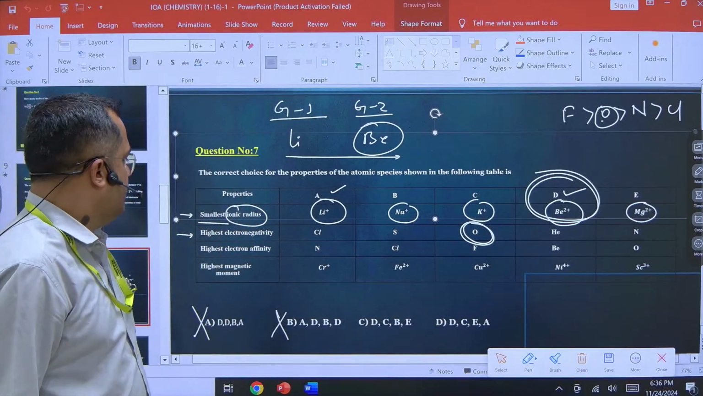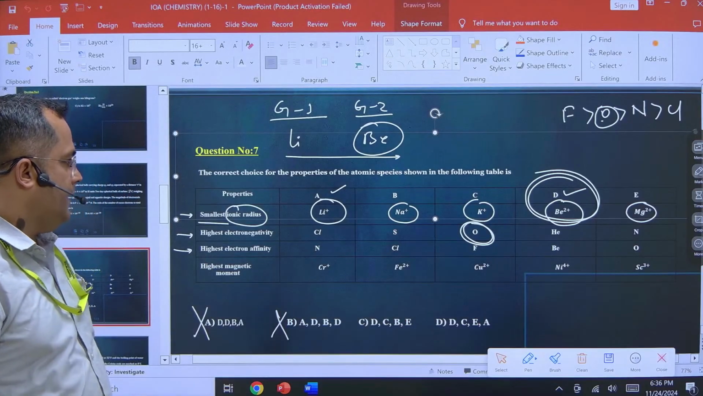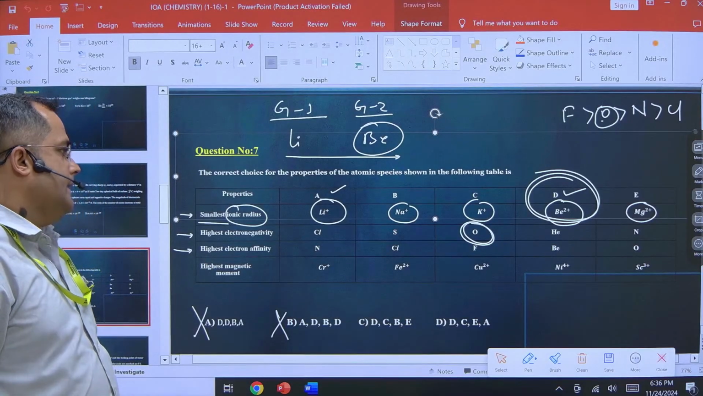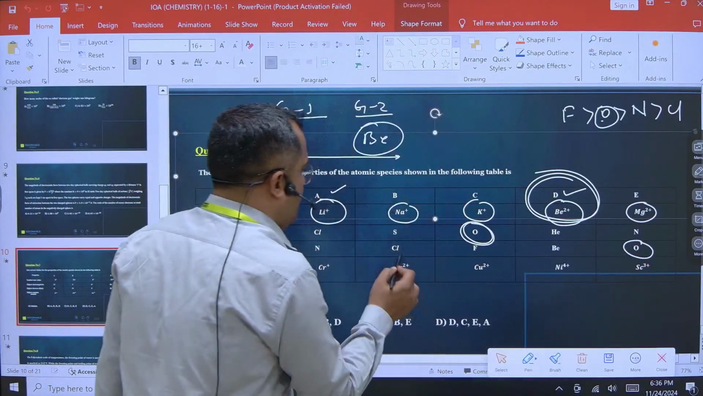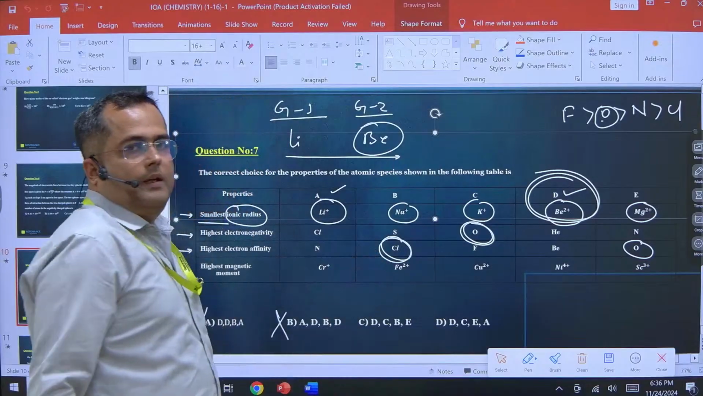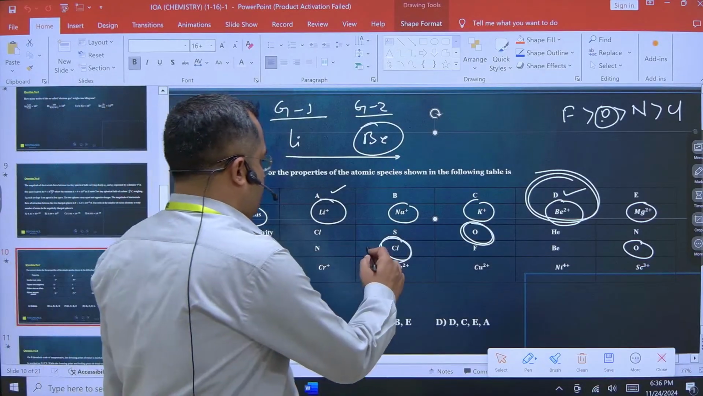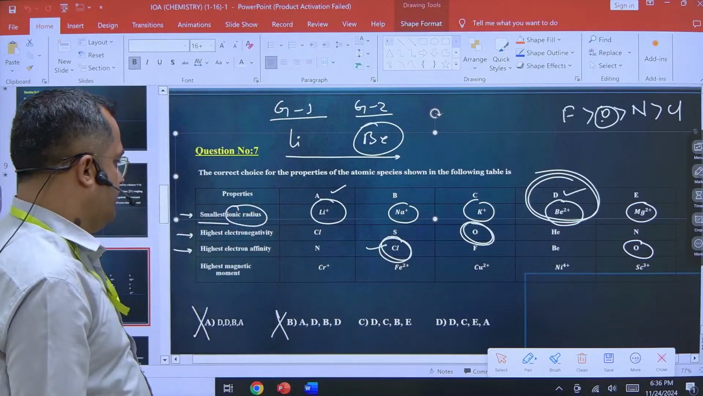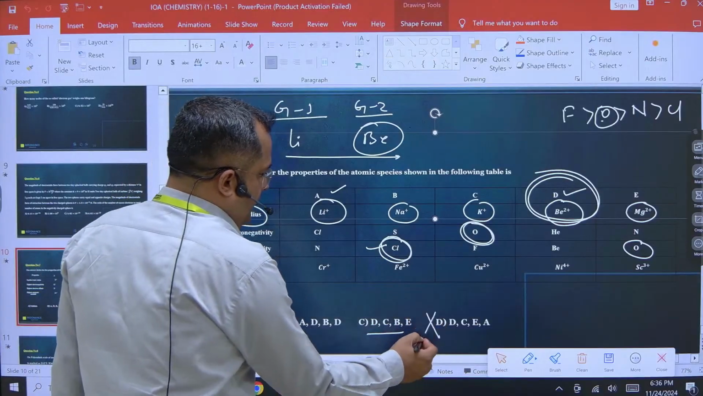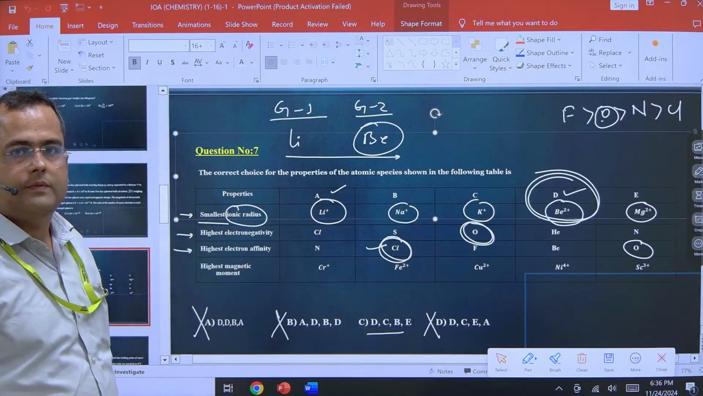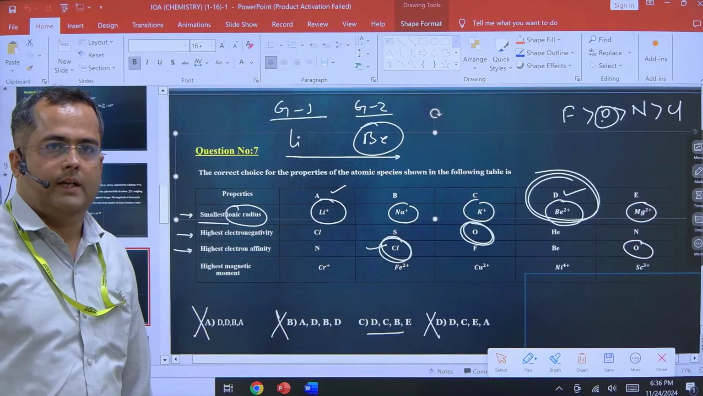Third, we can see the third property, highest electron affinity. Highest electron affinity is between, we can say, oxygen and chlorine, and we know the element with the highest electron affinity in the periodic table is chlorine. So for me DCB is the correct one, and again option D is eliminated. So from my side, option C is correct.